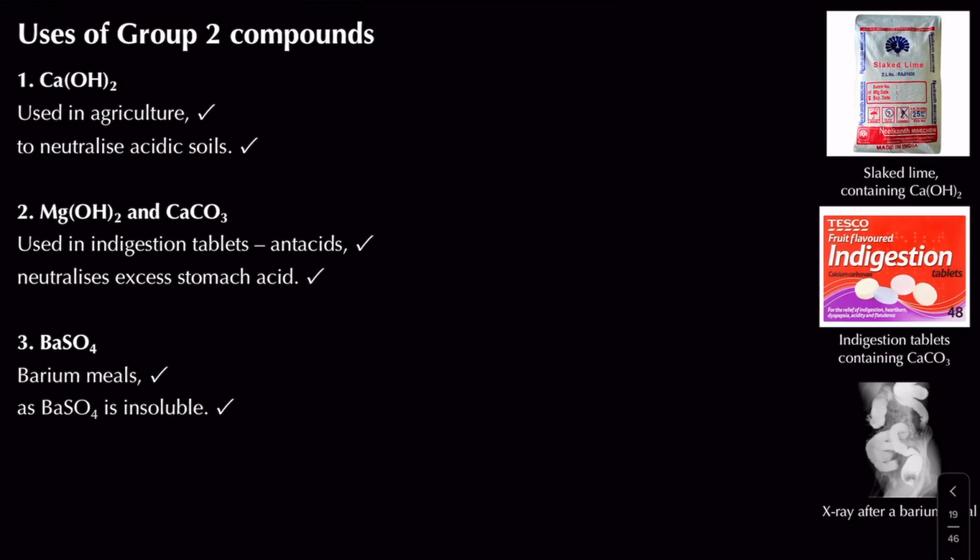So moving on, right, we need to be aware of some uses of our group 2 compounds. And if you were to look at the first one, calcium hydroxide is actually used in the form of something called slaked lime, and it's actually used in rice and paddy fields.